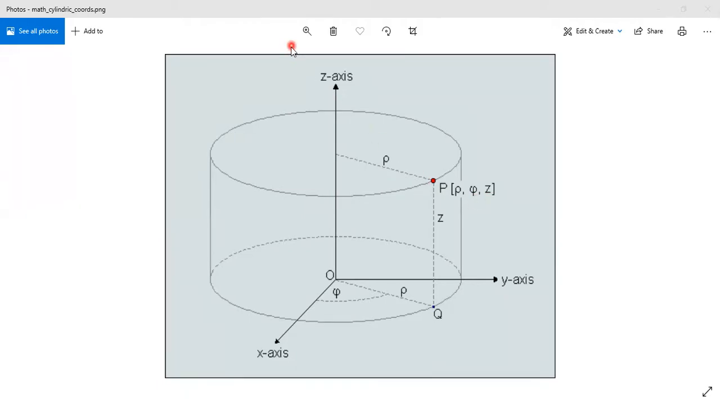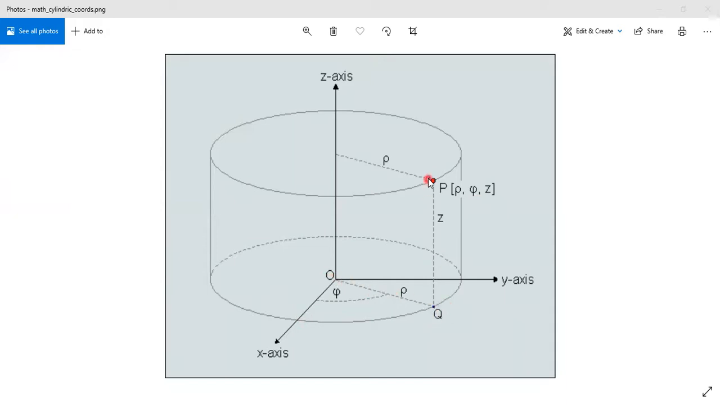Some authors use r instead of rho and theta instead of phi. But for our study, for our discussion, we shall use rho to represent the distance of this point from the z-axis and phi to represent the angle between the x-axis and OQ.